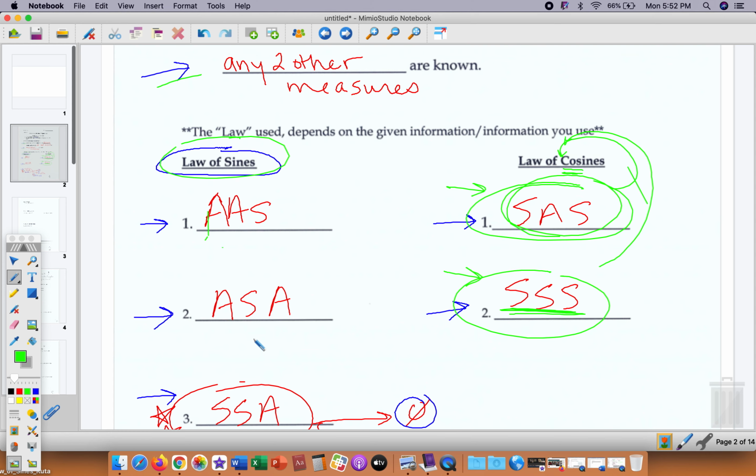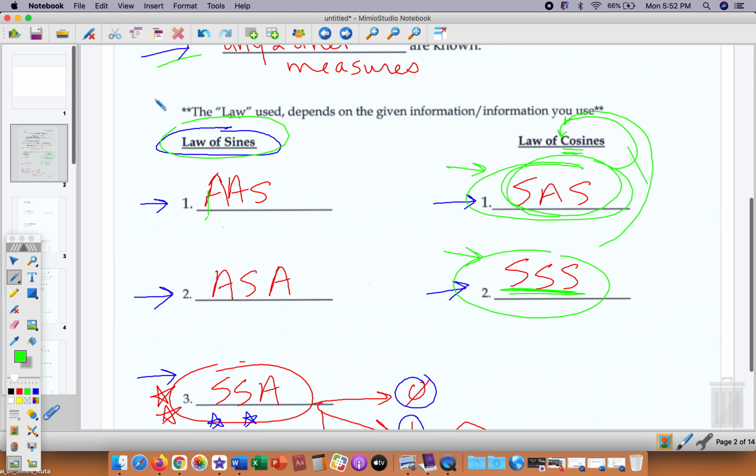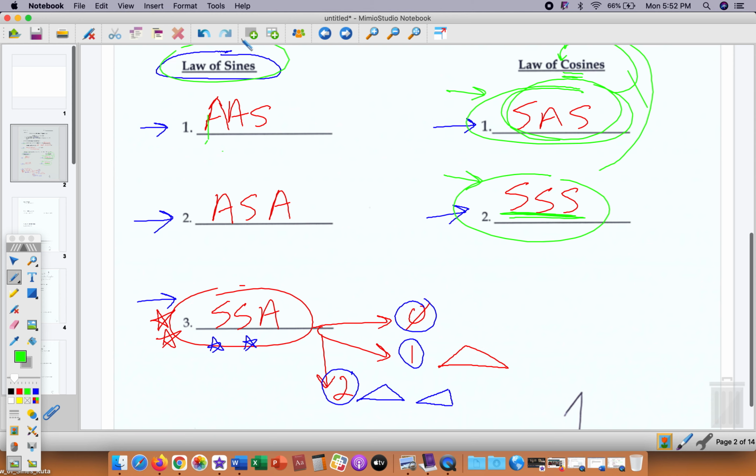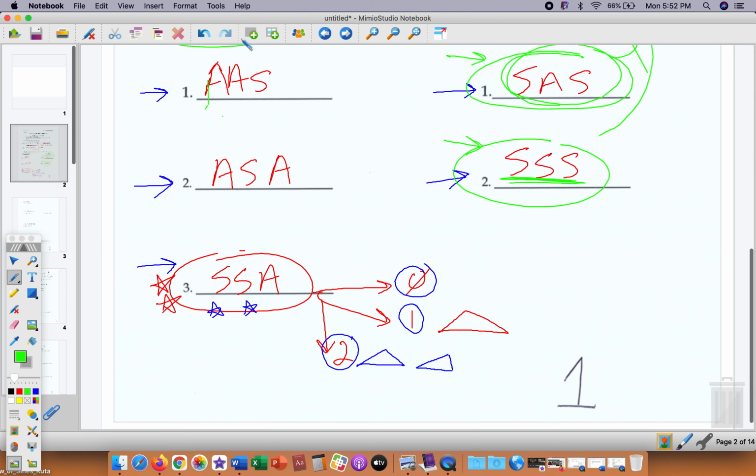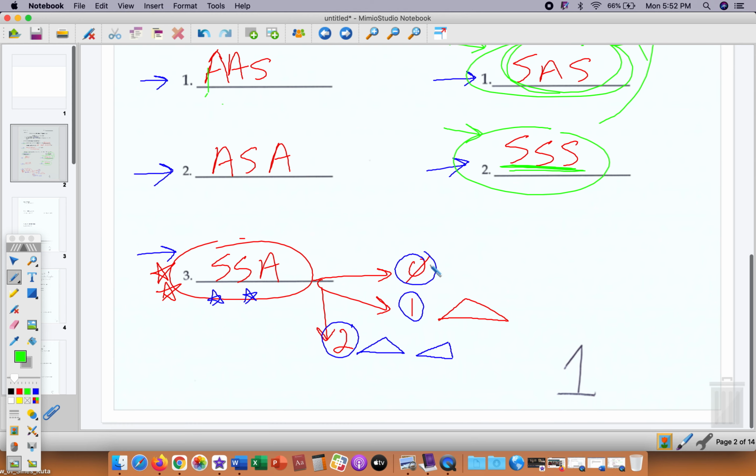Now, down here, side, side, angle is circled and starred because this is the one that's a little bit tricky. There can be 3 different answers. We will see later that sometimes you will have no solution, sometimes you will have one. You can draw one triangle and label all sides and angles, and sometimes you will have 2 triangles. We'll take a look at that in a little bit, but you might want to note that.